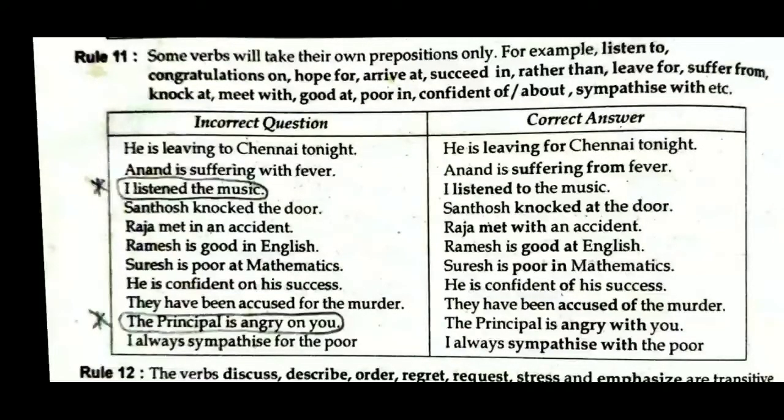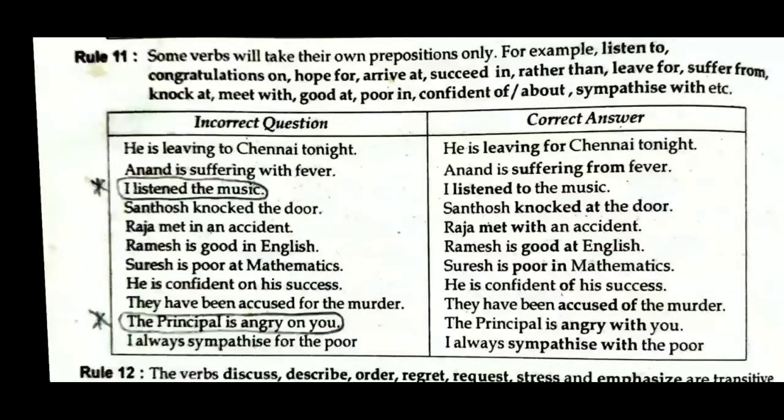Ramesh is good in English is wrong, it's incorrect. Whenever you use the word good, you have to use at. So Ramesh is good at English is the correct answer. Suresh is poor at mathematics? No, Suresh is poor in mathematics. See, good at but poor in. Remember, good at, poor in. Whenever you talk about poor performance, you have to say poor in mathematics, good at English.